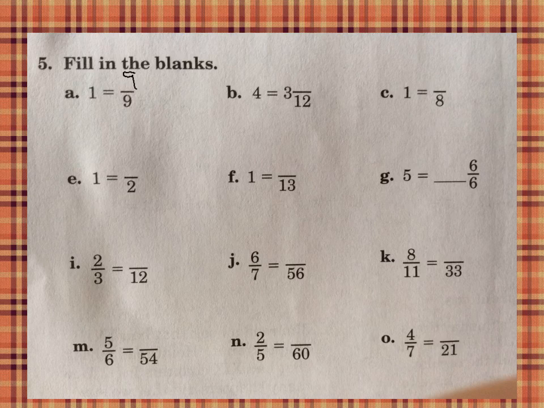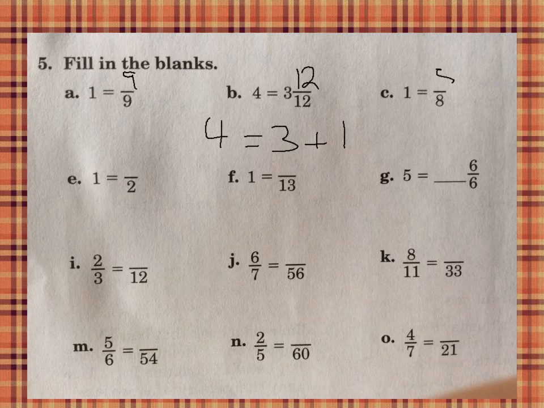For B, well, 4 equals 3. I'm going to put a 12 over here, and I'm going to explain it. 12 over 12 is 1, so what we have is 3 and 1, and that would equal 4. Because 3 and then the 12 over 12 is the same as 1, so that equals 4. 3 and 12 over 12.